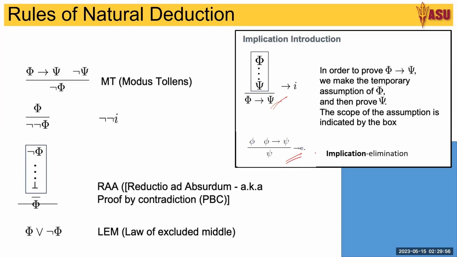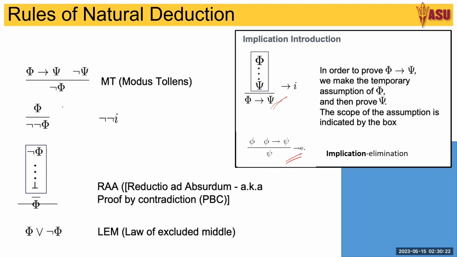Again, look at the truth tables for implication. It should make a lot of sense once you are clear with the truth tables. Similarly, you have modus tollens, which is: if phi implies psi and not psi is given, so not psi is true, then not phi is true, or phi is false.